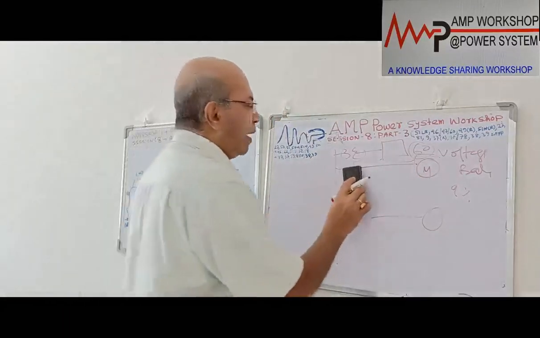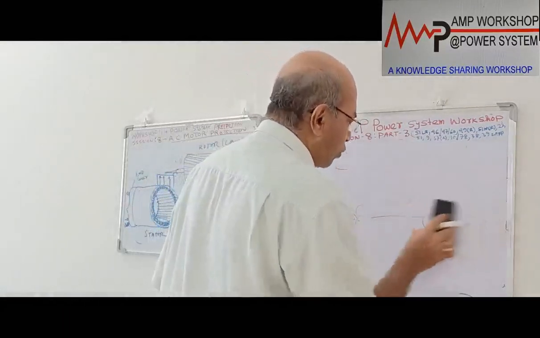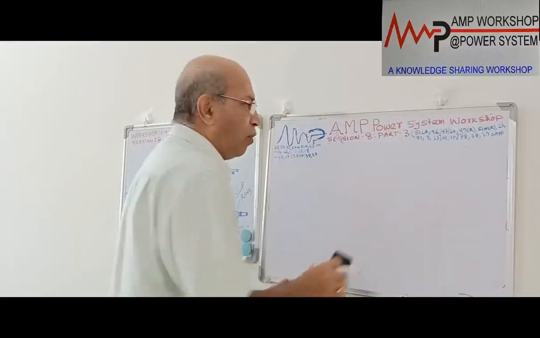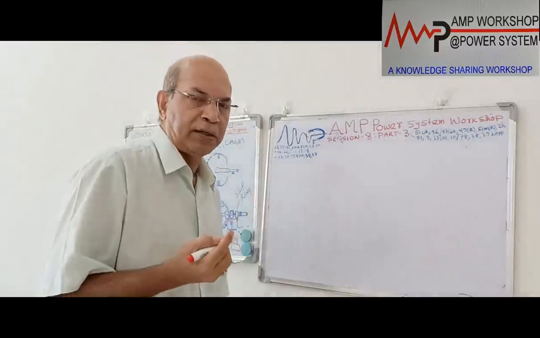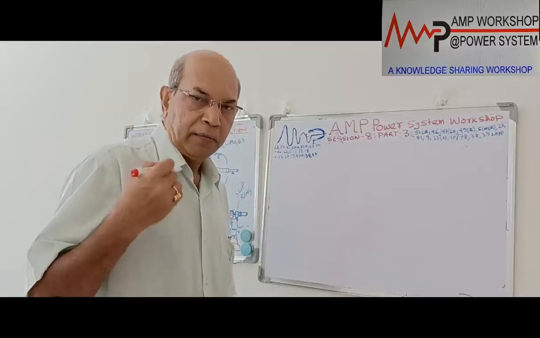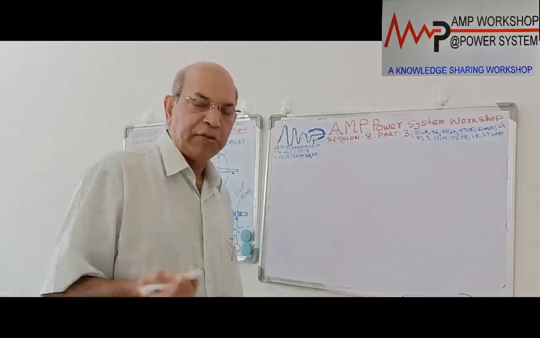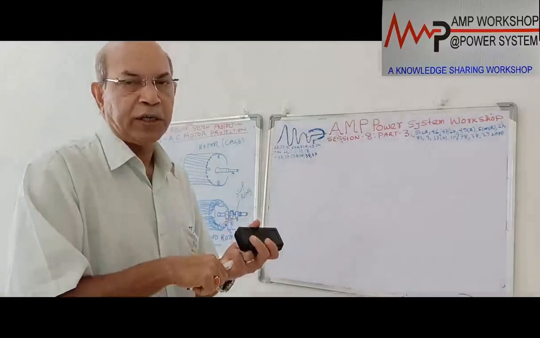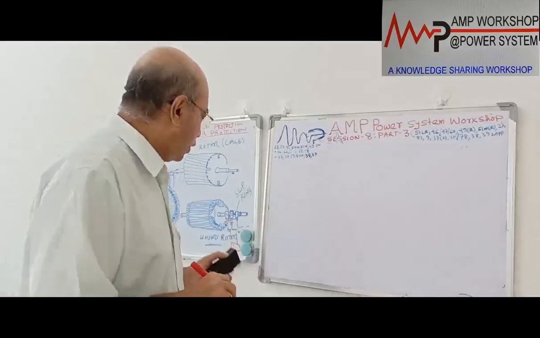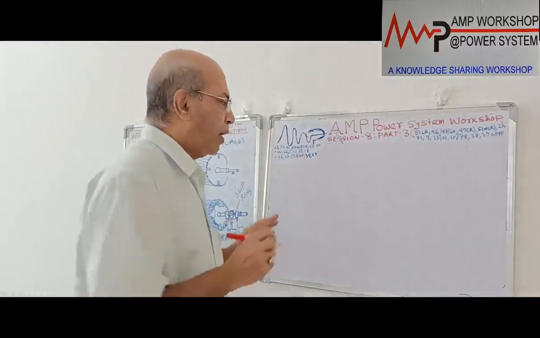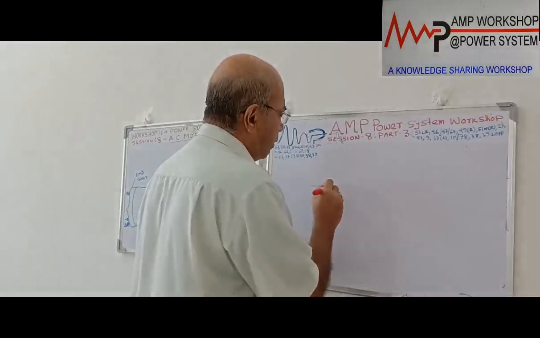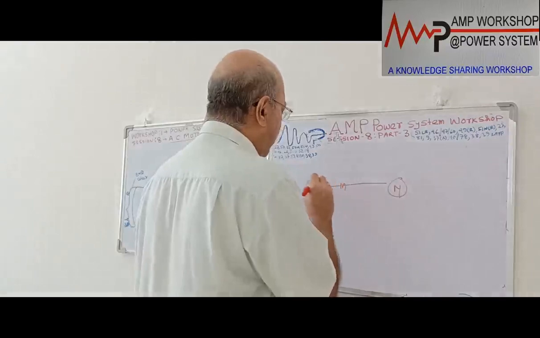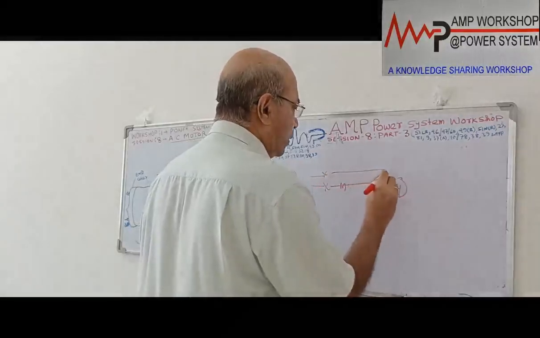Another way is to do it individually, if there are not so many motors, only two or three or one big motor connected. In that case, instead of using the voltage balance relay, we can give unbalance protection either by negative sequence current or negative sequence voltage. We have already discussed during generator protection how we provide negative sequence voltage protection. In that case, suppose this is a motor, and we connect two CTs. Suppose this is a three phase motor.